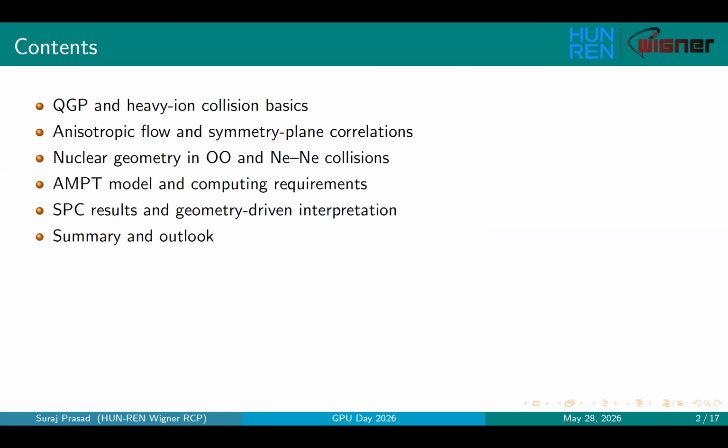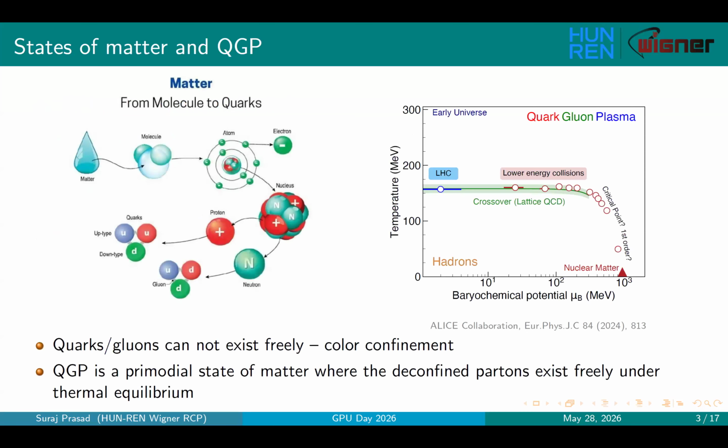So, starting with a basic introduction on QGP and heavy ion collisions, which was already discussed in the previous talk, I will quickly move towards flow and symmetry plane correlations, which is the core part of the study. Then I'll discuss briefly the oxygen-oxygen collision, their geometry, the model calculation, simulation, and the computations that we have, then the results, and finally the summary.